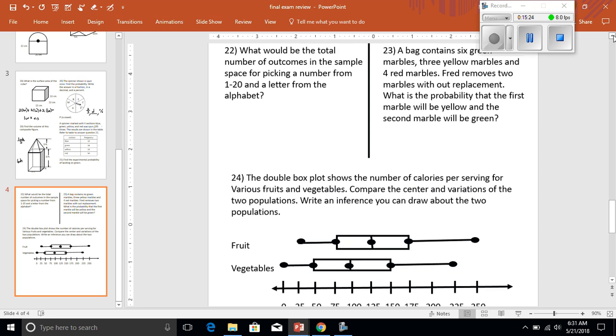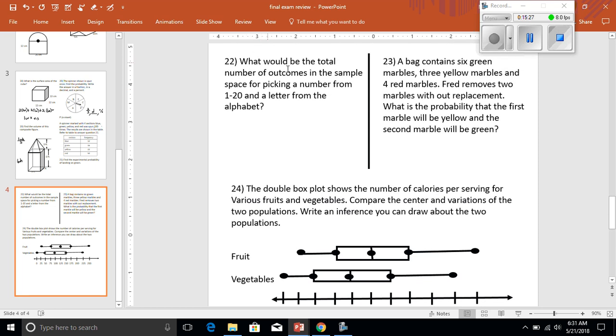Let's go to number 22. What would be the total number of outcomes in a sample space for picking a number from 1 to 20 and a letter from the alphabet? Well, we have to remember there are going to be 20 numbers we start with, and each of them goes with 26 letters in the alphabet. That's going to be 20 times 26.